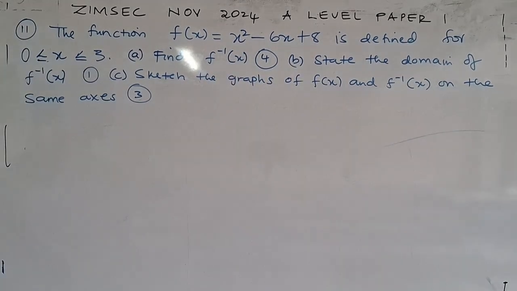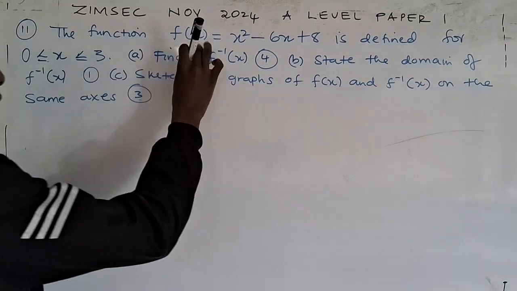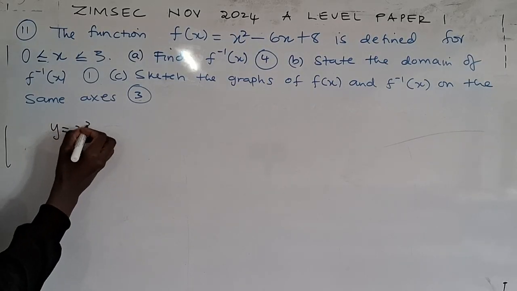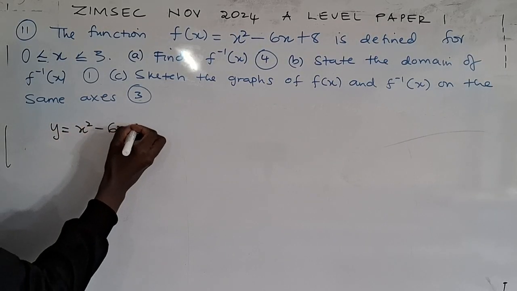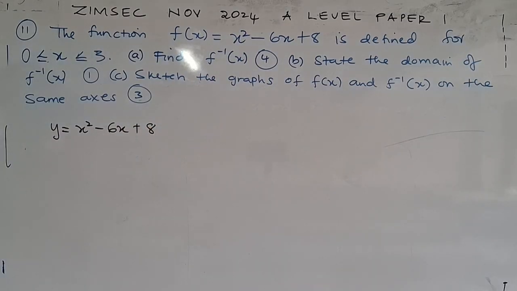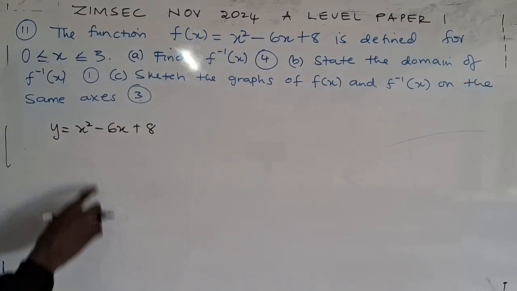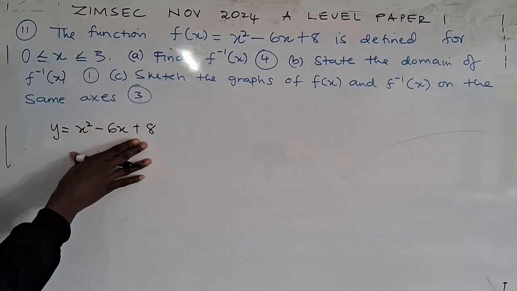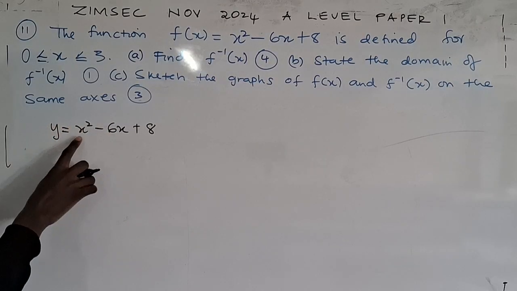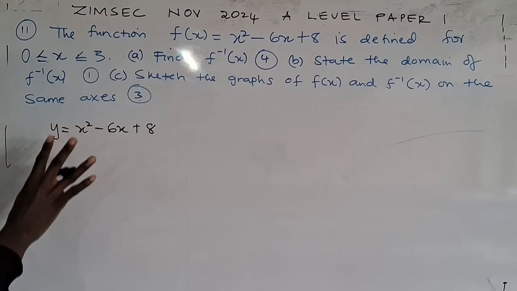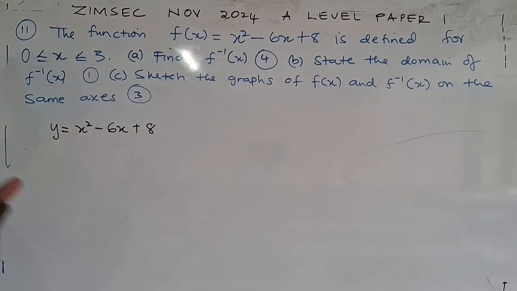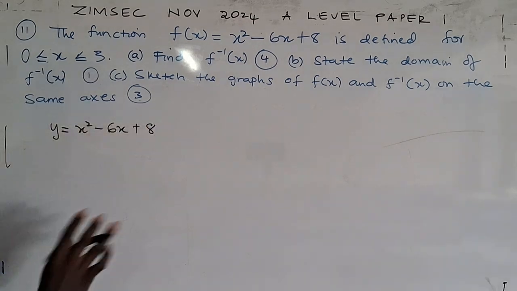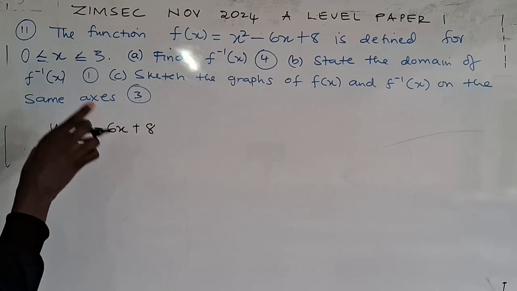So how are we going to find the inverse of this? See, f of x is nothing but y. So this is y is equal to x squared minus 6x plus 8. Okay, so what are you supposed to do? This is a quadratic function. So we want to make x the subject of the formula. Okay, so how are we going to do this? You are supposed to complete the square. So I'm going to complete the square.